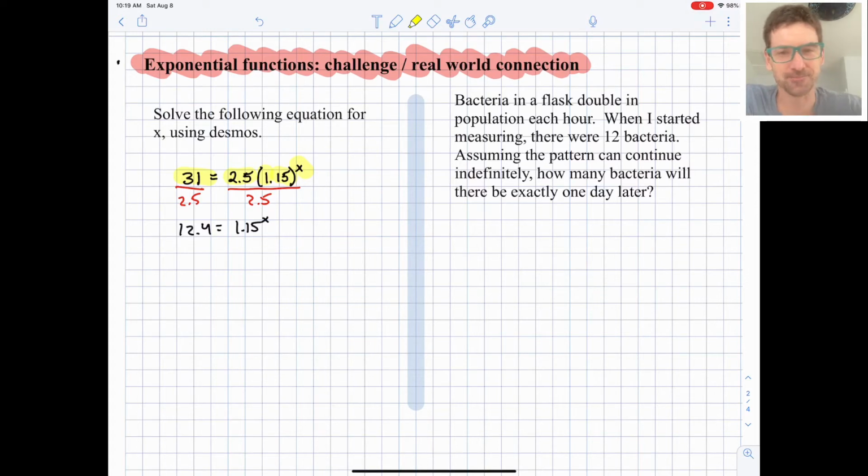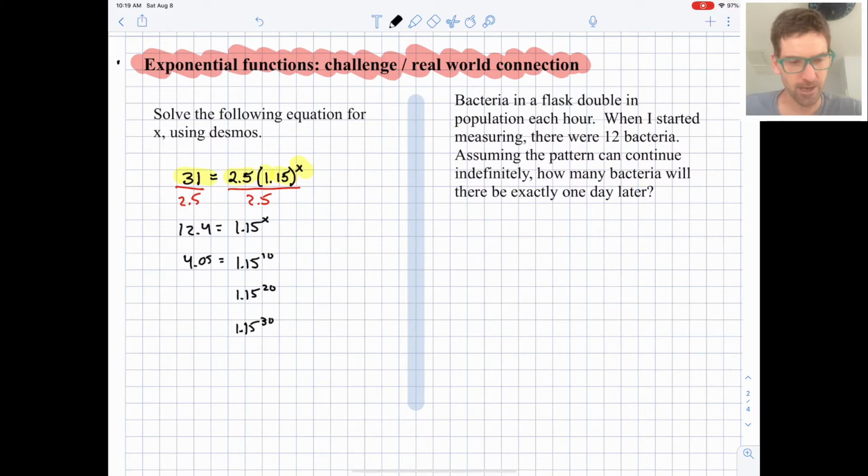We're going to solve for x. And now we can do a little bit of guess and check to just kind of get in the ballpark. What's 1.15 to the 10th? 1.15 to the 20th, 1.15 to the 30th. And let's see what those are. So could it take 10 years? That would give us 4.05, so we would need more years than that. Could it take 20 years? That would get us 16.37. So we don't even need to try the 30 years, right? It's somewhere in there between 10 and 20.